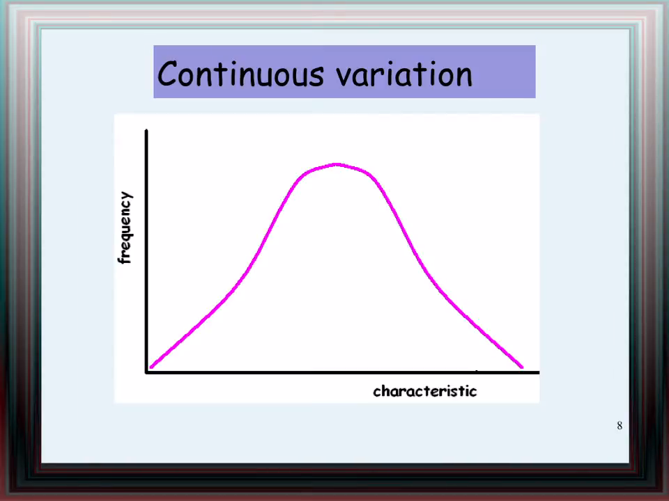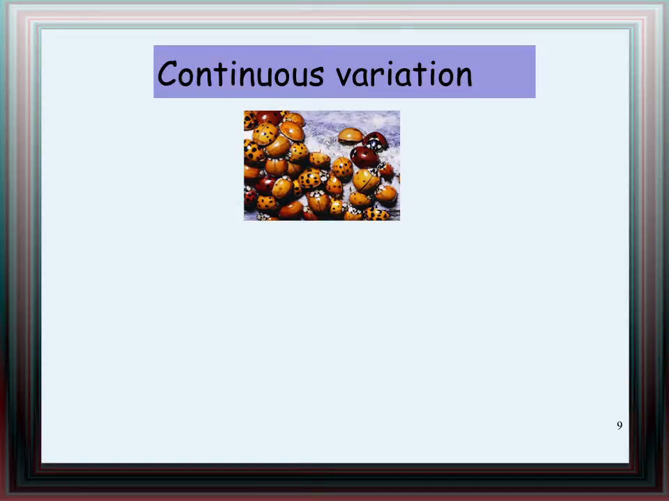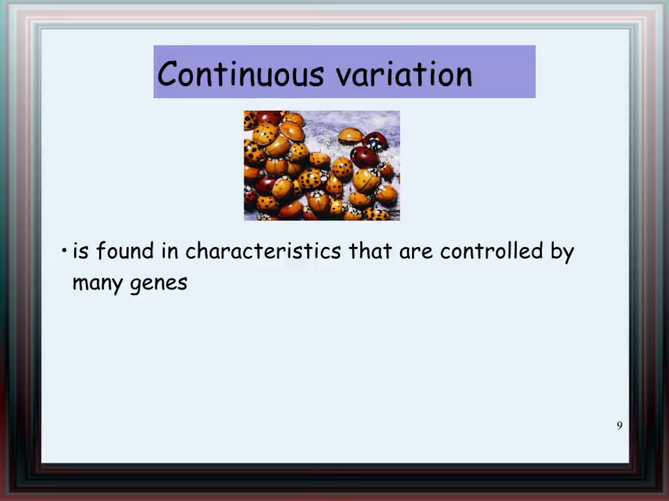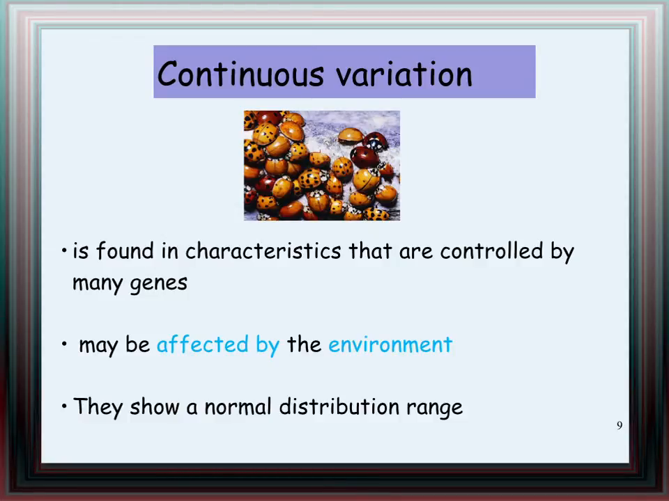So if you take a large sample and plot the graph, for example, the height of individuals, you should get a bell-shaped curve. This is known as a frequency distribution curve. So on the left, you've got the frequency, and at the bottom, you've got the characteristic, for example, height. So points to remember about continuous variation are that it's found in characteristics that are controlled by many genes, may be affected by the environment, and they show a normal distribution range.